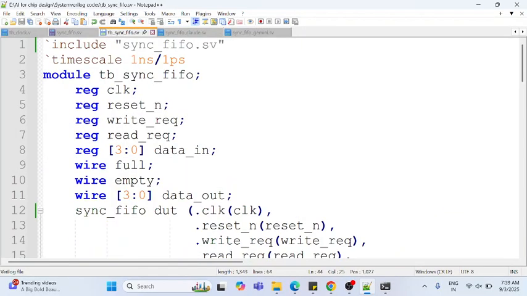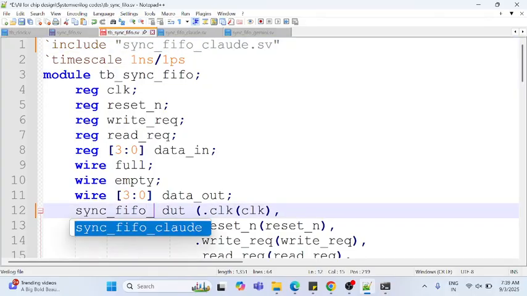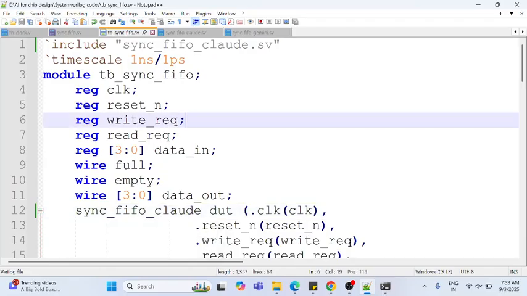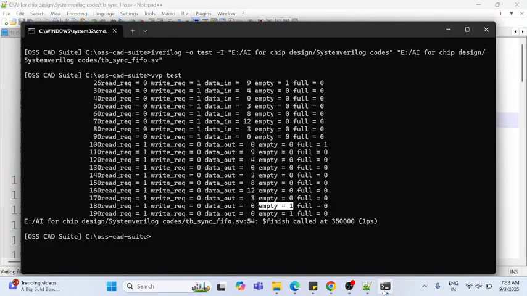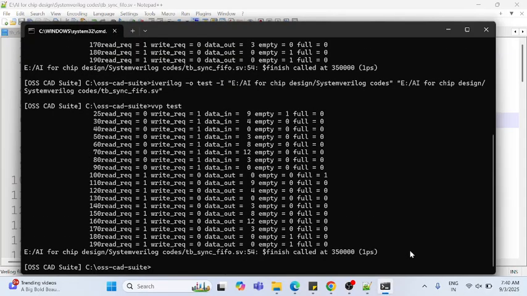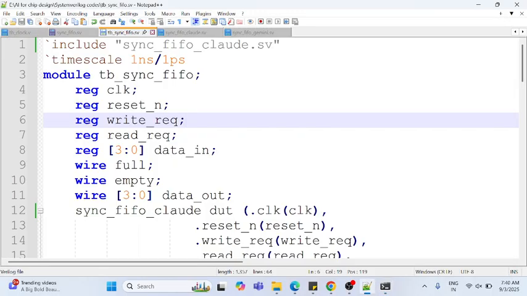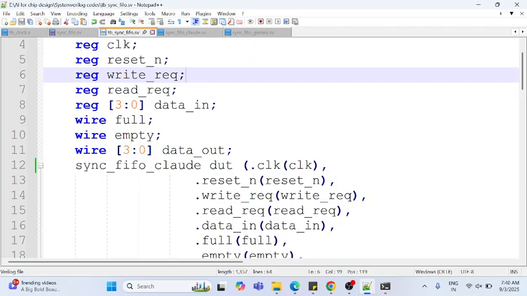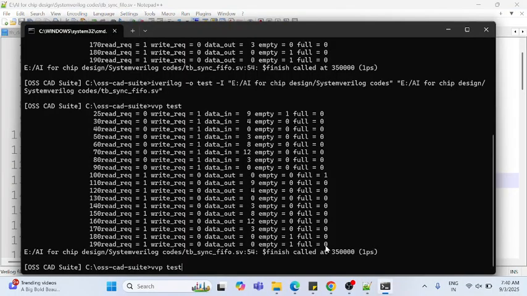Now let us check this code. Here I include sync FIFO, and what I'm doing is checking the code generated by the LLM with the same TB that I have written. That is important. For the same specification, whatever the code generated, your TB is going to respond in some way, and we have to check that also. So now I have changed the code in the TB only. I have included sync FIFO Claude, and in the instantiation, instead of sync FIFO, I use sync FIFO Claude. Now I am checking the test bench.